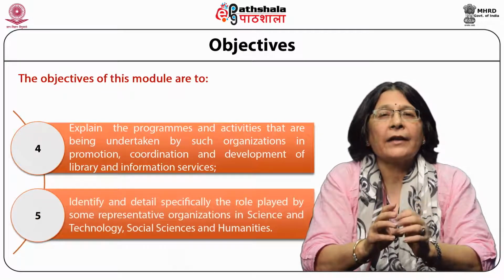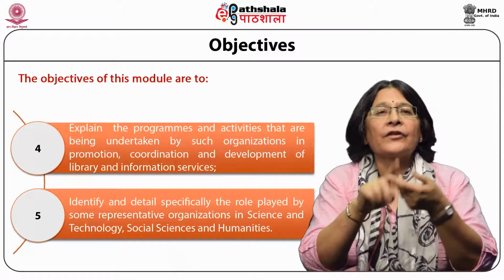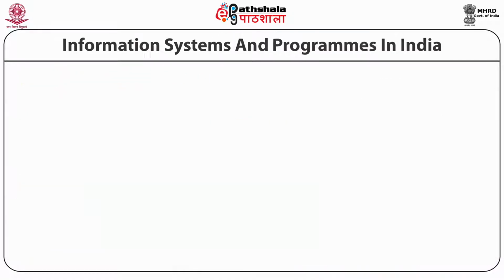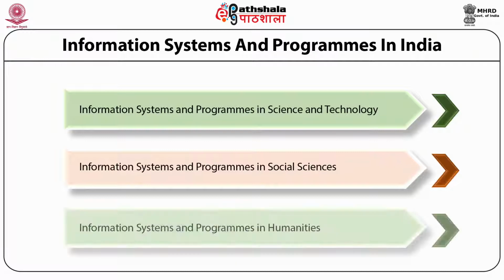We'll also identify and detail specifically the role played by some representative organizations in the field of science and technology, social sciences and humanities. The major national information systems and programs in India are launched by the Indian government and other organizations. These can be put in three categories: information systems and programs in science and technology, in social sciences, and in humanities. When we talk about information systems and programs in India, we have these programs available in various subject areas.